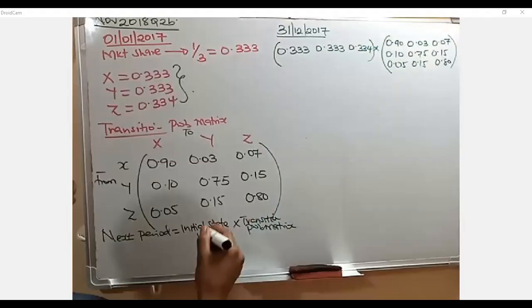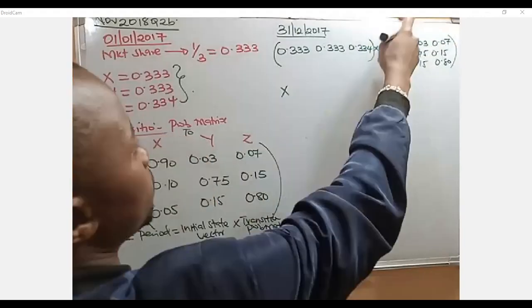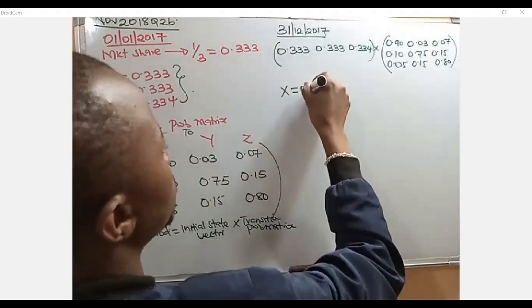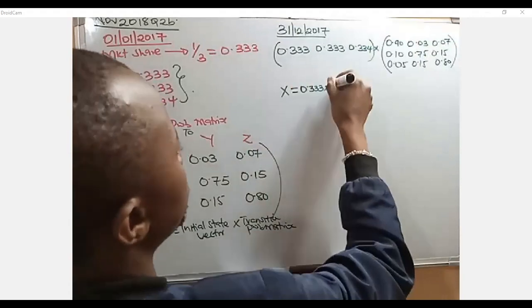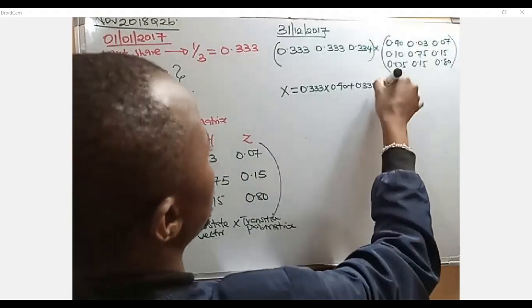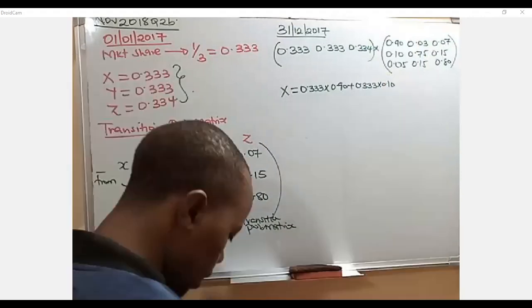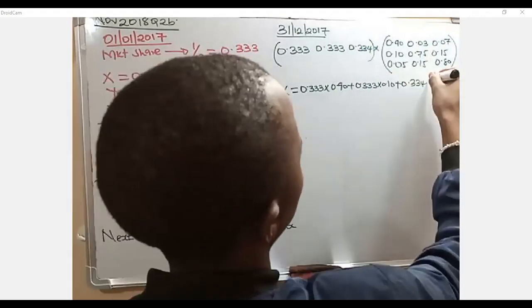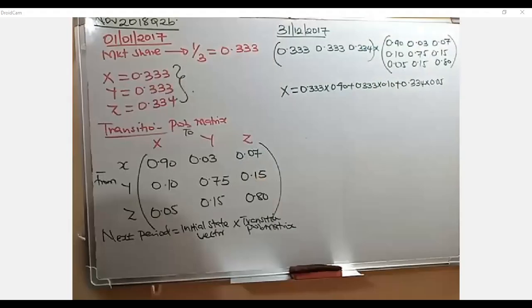Now, to get for X, because X represents the first column, it will be 0.333 times 0.90 plus 0.333 times 0.10, plus 0.334 times 0.05. Times 0.05, we are going to be getting that one.